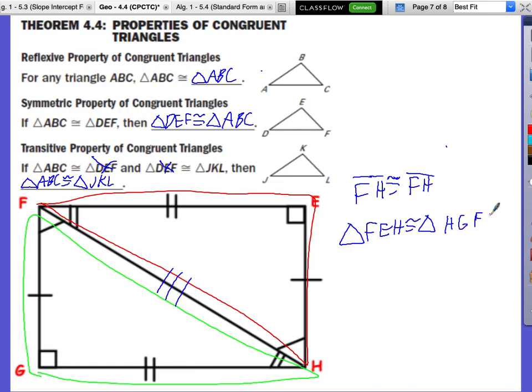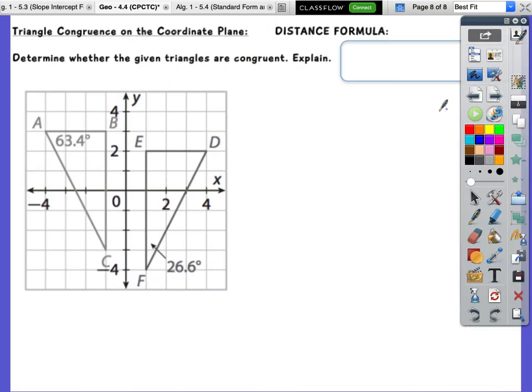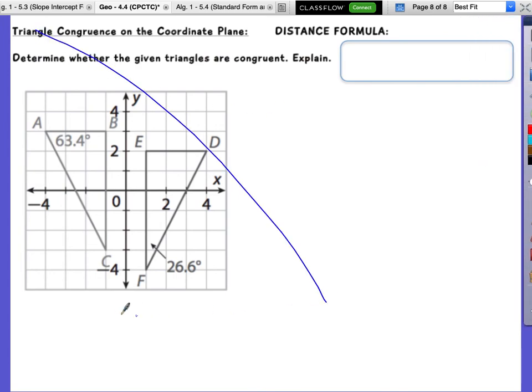Okay, we are going to skip the next example. On the next page, we have this example. Yeah, we're going to skip that.